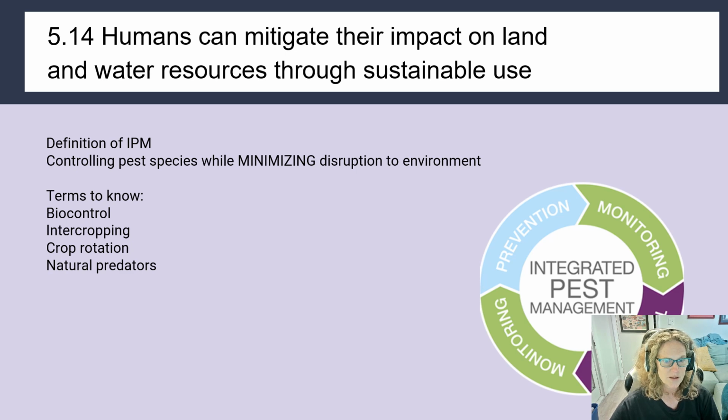Well, we can minimize our disruption to the environment by trying some different stuff. So this different stuff is called integrated pest management, which is what IPM is. And that is trying to handle these pests that are invading our crops by minimizing the damage that we're doing to the environment. So some of the things we are going to talk about are biocontrol, just like what it sounds like, intercropping, which will come up again in another place, and crop rotation, and then our predator-prey relationship that we have talked about.